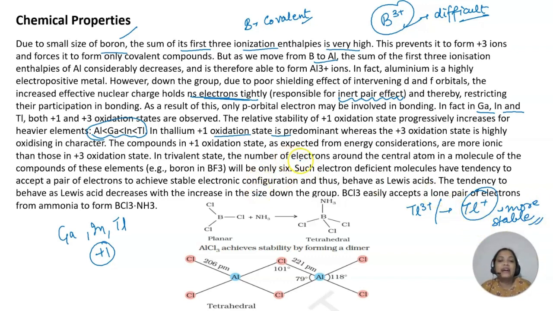And in the trivalent state, the number of electrons around the central atom will be 6. Like in BF3, covalent bonding will happen, but the outermost shell will only have 6 electrons. So the molecule is electron deficient and has a tendency to accept a pair of electrons. That is why they behave as Lewis acids. Like here you can see BCl3 and ammonia. Ammonia will donate its lone pair of electrons. We have studied this in coordinate bonding. So you will get this complex, and AlCl3 also exists as a dimer because of this.